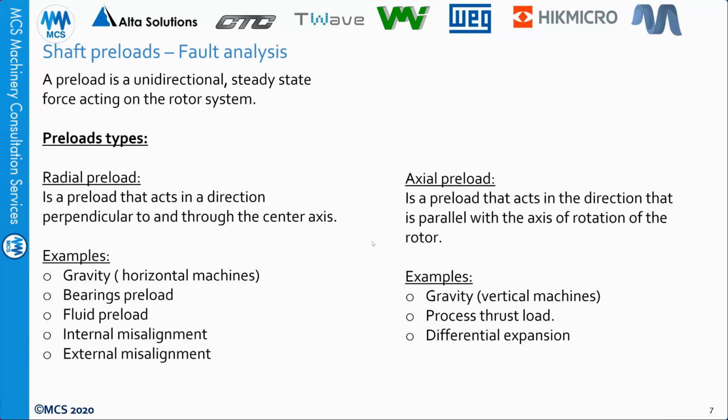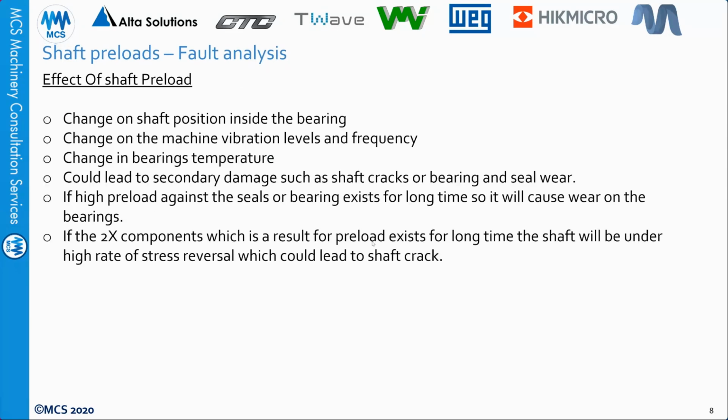And for the axial preload, we can have gravity, but for vertical machines, and process thrust load, because of the difference between the discharge and the inlet of the flow, you might have some axial load, and also differential expansion, which mostly happens on big machines like steam turbines. The effects of shaft preload can be a change in the shaft position inside the bearing, a change in machine vibration level and frequency, and a change in bearing temperature because of friction. It could lead to secondary damage such as shaft crack or bearing and seal wear.